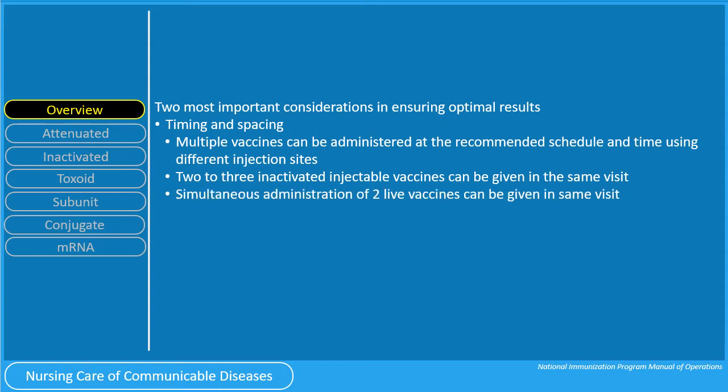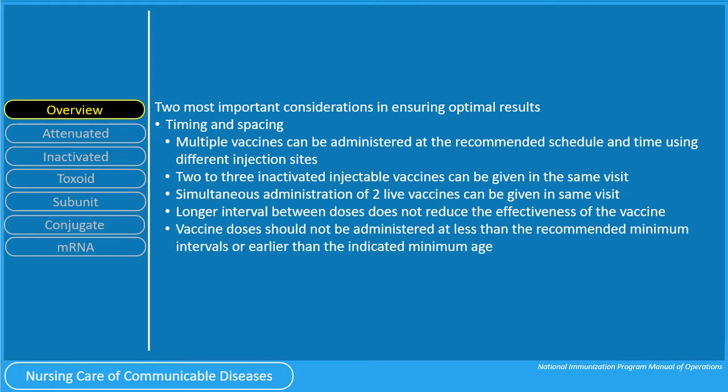Simultaneous administration of two live vaccines can be given in the same visit. Example, OPV and MMR. A longer interval between doses does not reduce the effectiveness of the vaccine. Therefore, it is not necessary to restart the series of any vaccine due to an extended interval between doses. Example, when the child does not come back for the second dose of Penta at 10 weeks, but rather after the child is already 5 months, we can still continue with the second dose and advise parents to come after a month for the third dose.